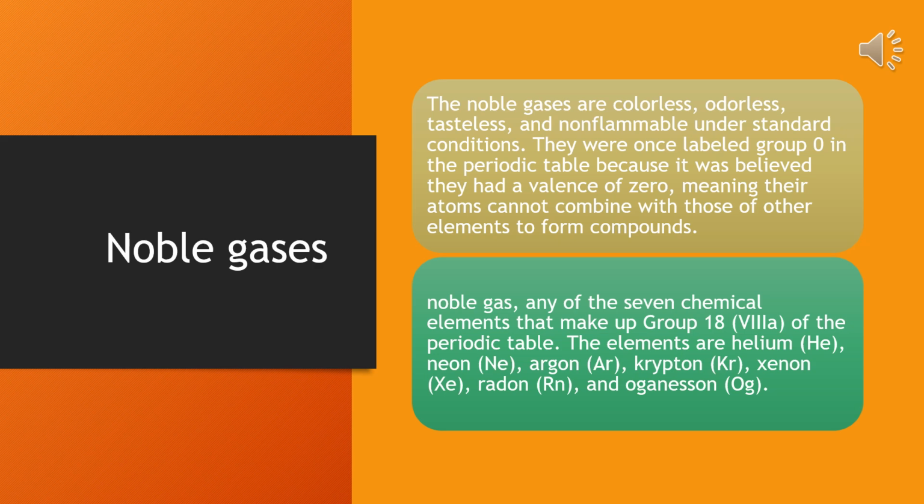Noble gas, any of the 7 chemical elements that make up group 18, VIIIA, of the periodic table. The elements are helium, He, neon, Ne, argon, Ar, krypton, Kr, xenon, Xe, radon, Rn, and oganesson, Og.